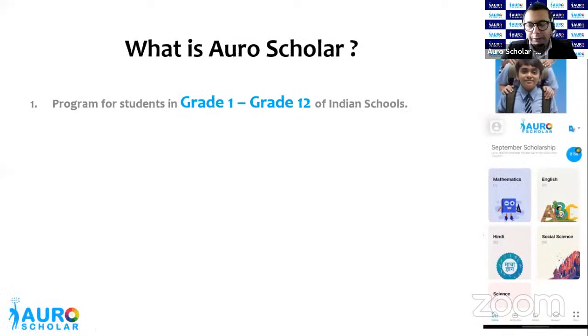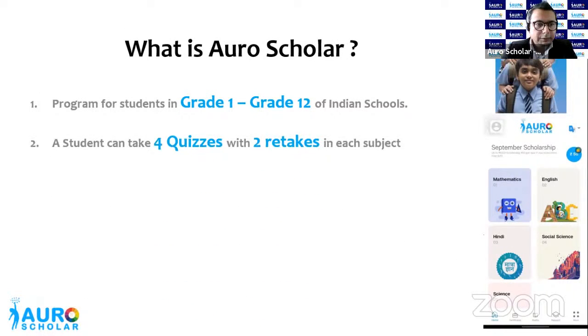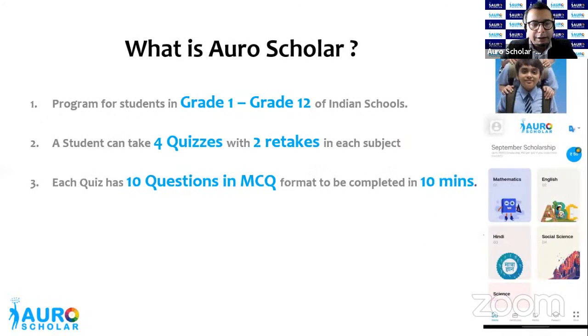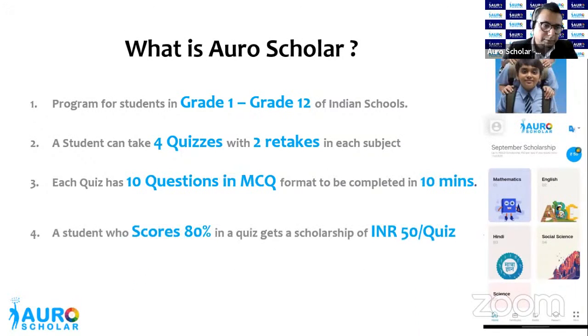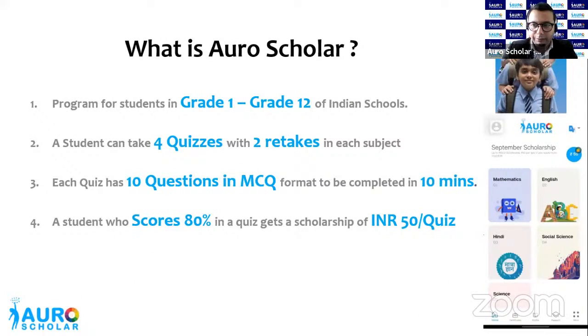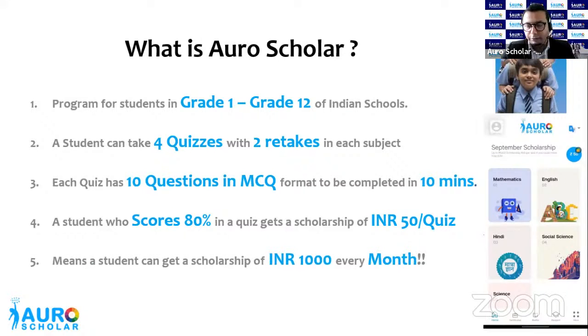So the program is for classes 1 to 12. A student can participate in 4 quizzes with 2 retakes in each subject. Each quiz has got 10 questions in multiple choice question format, which needs to be completed in 10 minutes. Every time a student scores 80% or above, they receive a scholarship amount of 50 rupees, which means that if we add up all the 5 subjects, each subject has got 4 quizzes in them. And so altogether there are 20 quizzes. And according to 50 rupees per quiz, it comes down to up to 1000 rupees every month for each student. Obviously, it will depend on in how many quizzes they've scored 80% or above.